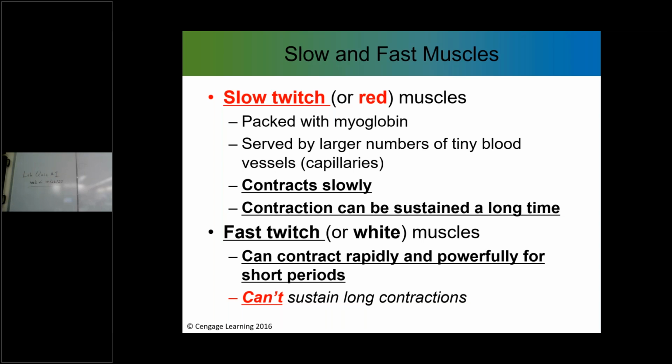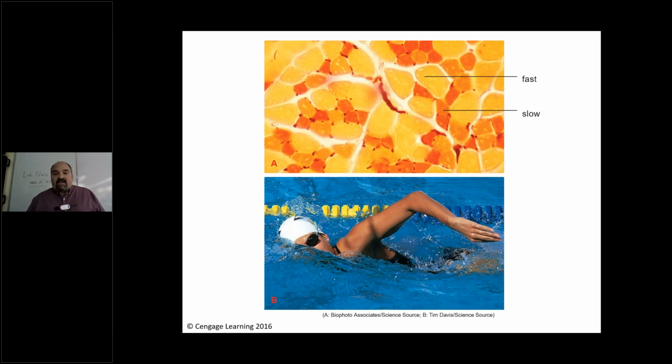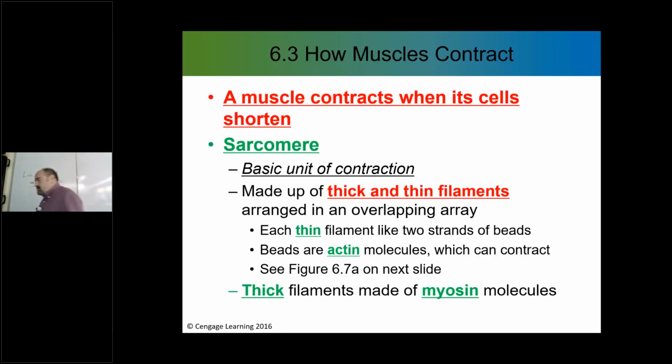Fast and slow twitch muscle fibers. And here you're just seeing, showing you also, a cross section of muscle, and you're seeing that there are a combination of fast and slow twitch muscle fibers.